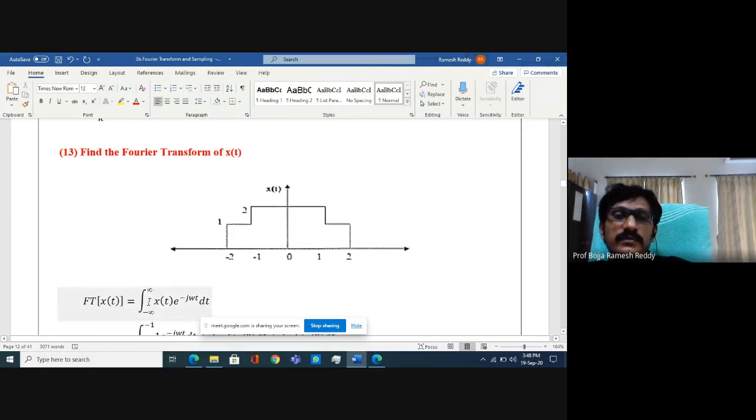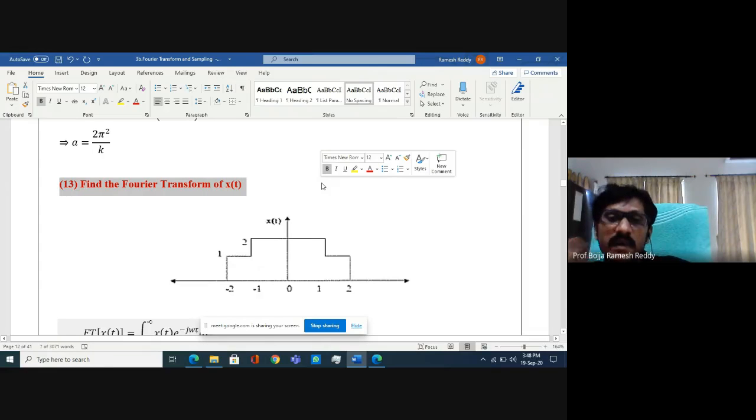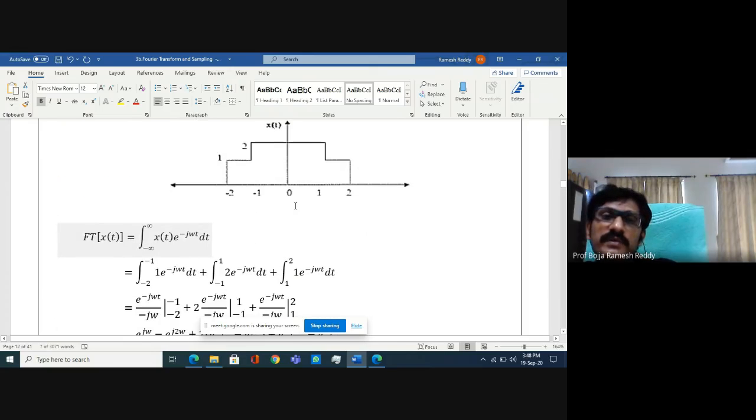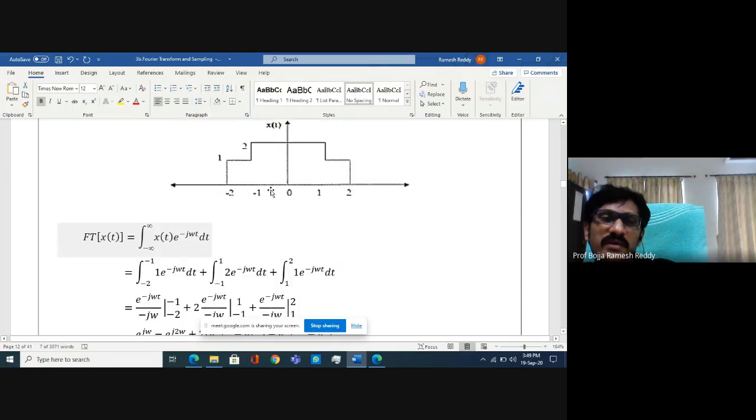Next. Sometimes they will give some graphical representation, a time domain signal in the form of a graph. It is also given in the GATE examination. X of t has amplitude 2 between -1 and +1, and amplitude 1 between -2 and -1, like that. For this signal they are asking for the frequency domain. Very simple thing, not a difficult task.